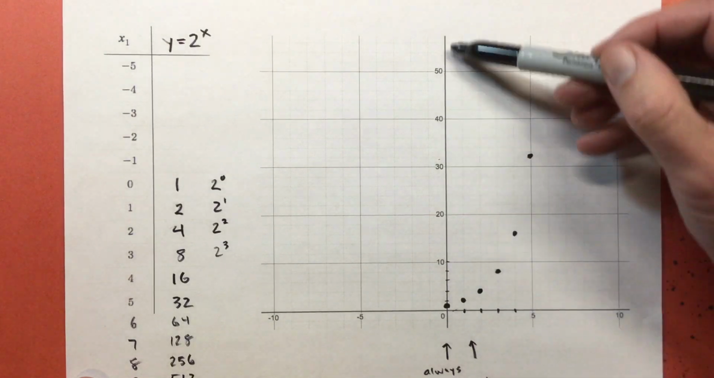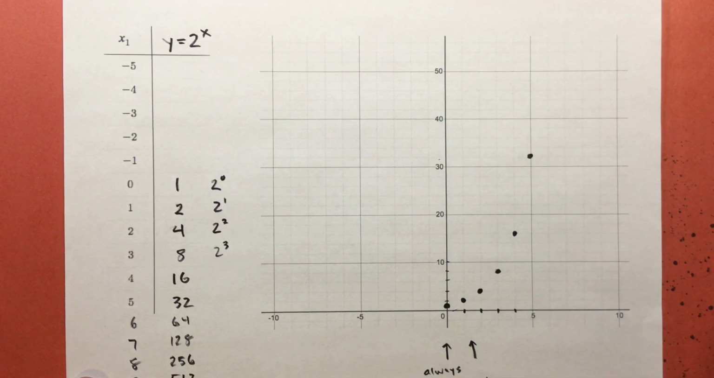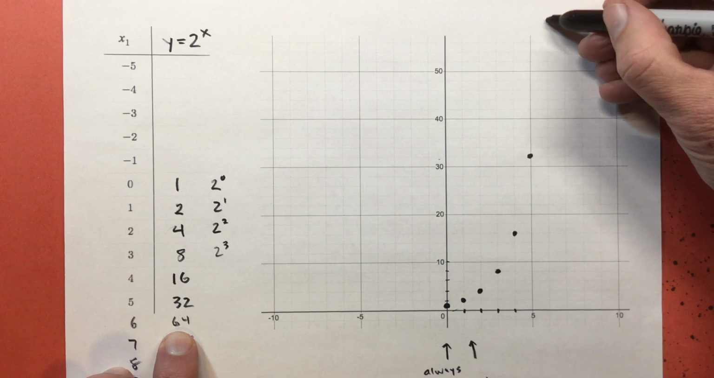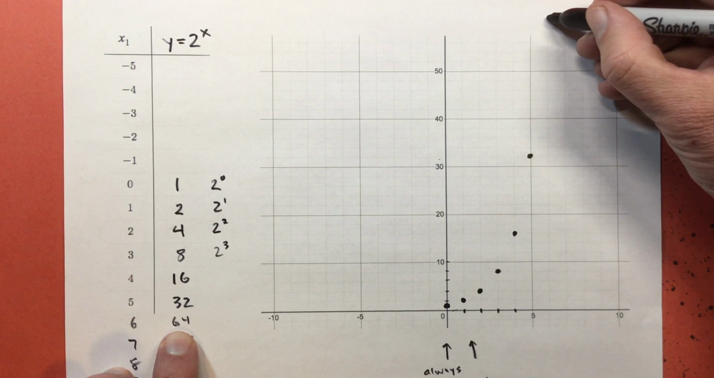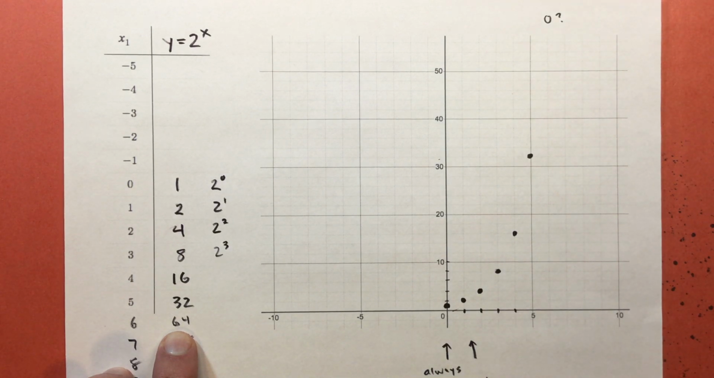Now, my graph only goes up to like, what, 52, 4, 6, not even 60. So my next one, 64, is going to be up here someplace. I can kind of estimate. I'm going to go off the graph, but maybe right about right here. So that's the positive numbers. There's a couple things I need to talk about.